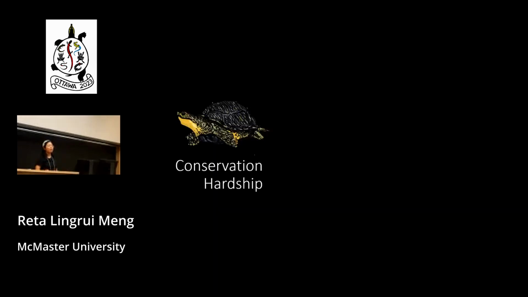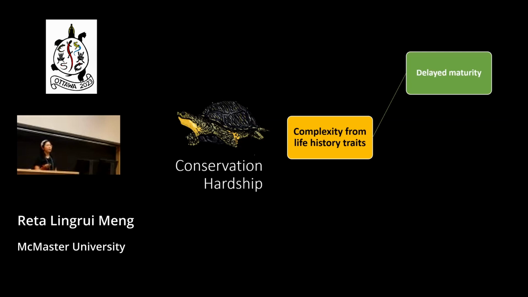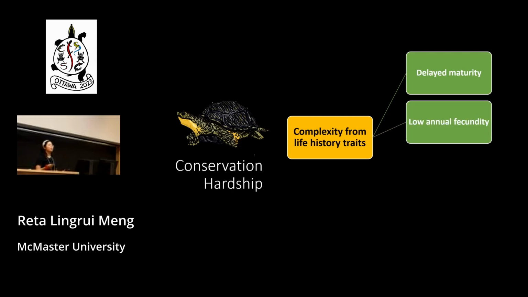The one thing about them is that they're notoriously difficult to conserve, similar to other freshwater turtles. And this comes from a complexity from their life history traits, where they experience delayed maturity, where it takes between 14 to 21 years for them to actually sexually mature and start contributing to their population. And they experience low annual fecundity. When the females do become gravid, they usually only lay about 1 to 2 clutches a year. And within the clutches, there's usually between 6 to 21 eggs.